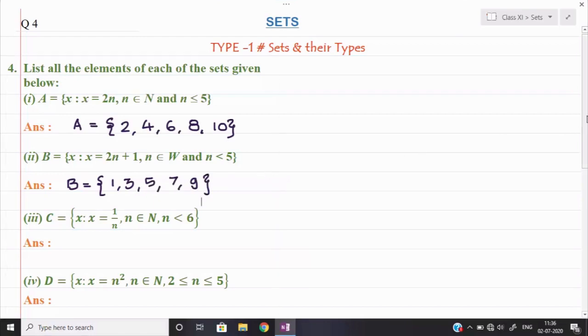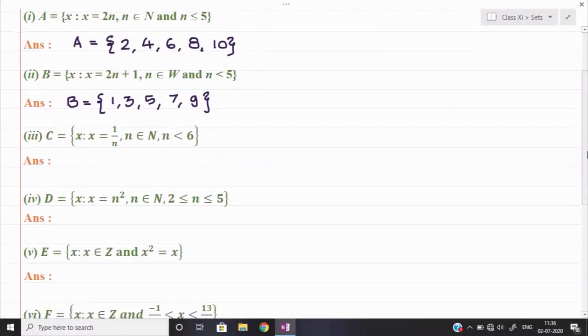Let us see part number C. The value of x is given as 1 upon n, where n belongs to the set of natural numbers and n is less than 6. Since you understood the point, I will go a little quickly. I take n equal to 1, so 1 upon 1 is equal to 1. Then 1 upon 2 is the second value, the third value is 1 upon 3, similarly 1 upon 4, and the last value is 1 upon 5, because 6 we cannot take.